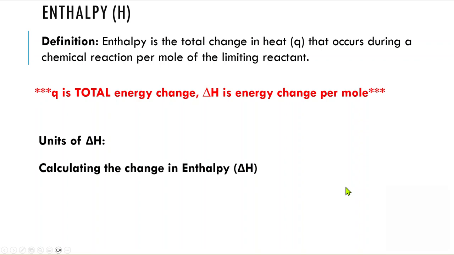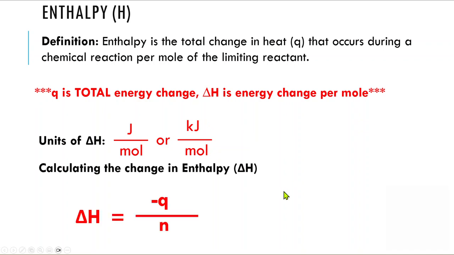So that means our unit of delta H will either be joules per mole, energy per mole, or kilojoules per mole. So when we calculate delta H, we need the number of joules, which is Q, and we need the number of moles. So the equation for calculating it will be delta H is negative Q divided by n.